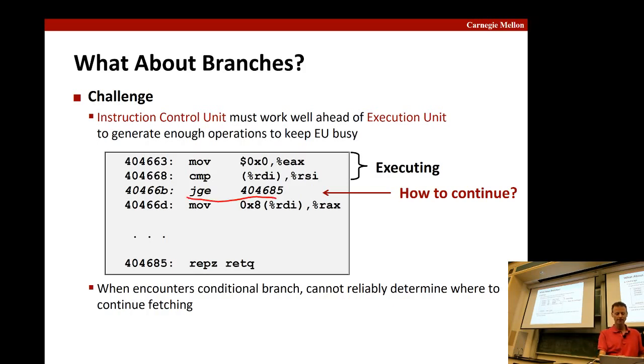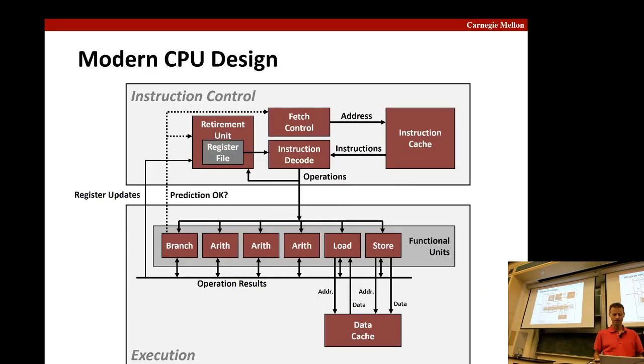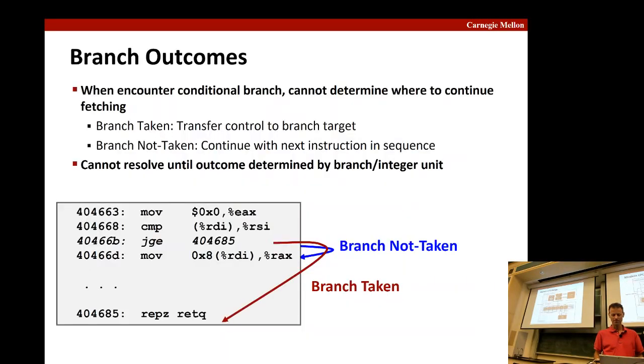One is I can assume the branch won't be taken, and then I can just start fetching all these instructions, or I can assume it will be taken, and I can fetch from here. And again, the point is I'm trying to make this decision long before this instruction is even executed, so I don't know which way that branch is going to go. We've seen that already. Let me show you that. There's always going to be the branch not taken path and the branch taken path.